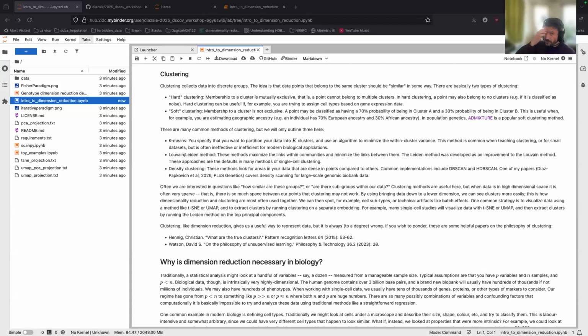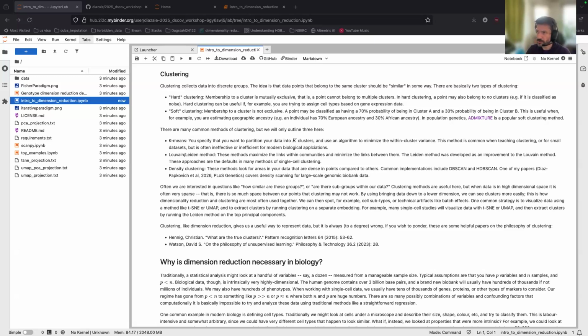Soft clustering is also called fuzzy clustering or probabilistic clustering. This is where every individual point can belong to multiple clusters. This is really common in population genetics, where you're looking at genetic ancestry and you assume there are, say, five clusters, which are continental populations. You may say something like, individual A belongs 70% to the European cluster and 30% to the African cluster. And we would talk about ancestry in those sorts of proportions.